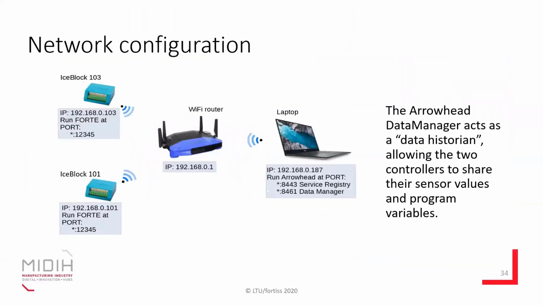Here is the network configuration for the use case. The two IceBlock PLCs are running 4diac FORTE, and a laptop is running the Arrowhead services. All the devices are wirelessly connected to a router. The Arrowhead data manager allows the controllers to share their sensor states and the program variables.